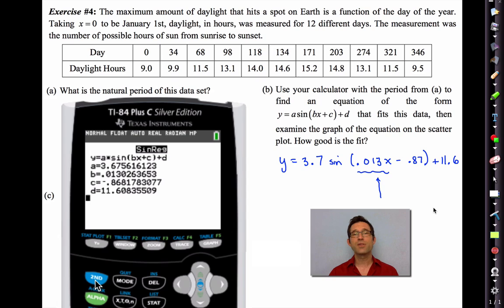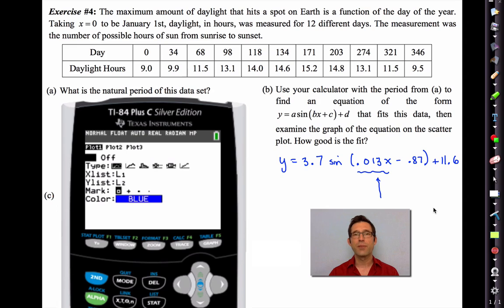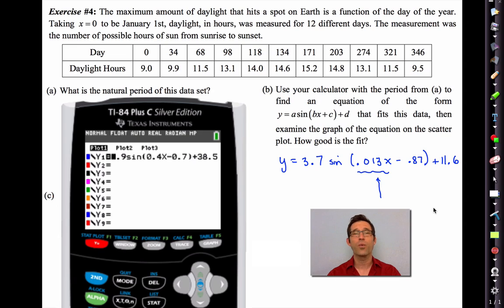All right. Let's go into our stat plots above y equals. Make sure that plot 1 is on. Let's go into plot 1, turn it on, if it's not on from the other one. Our x list is L1, our y list is L2. That's all set, right? This is really all set up from a previous stat plot that we did. But let's go into y equals. If there's anything in y equals that you don't want there, get rid of it, like the equation from the last one.